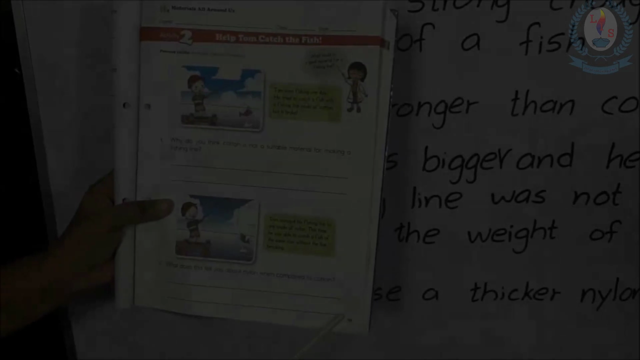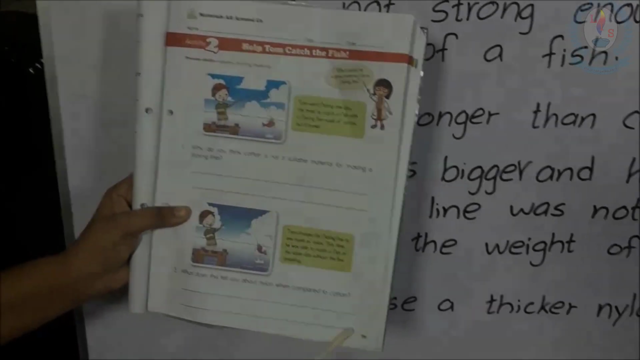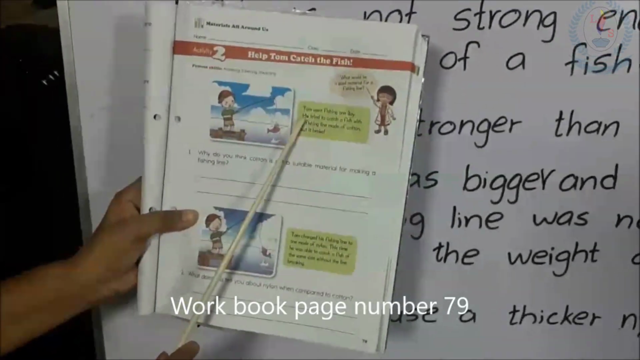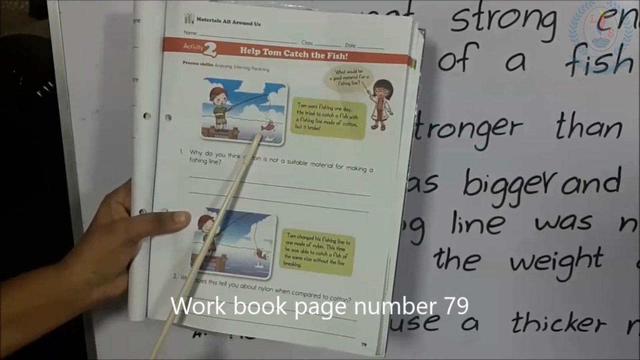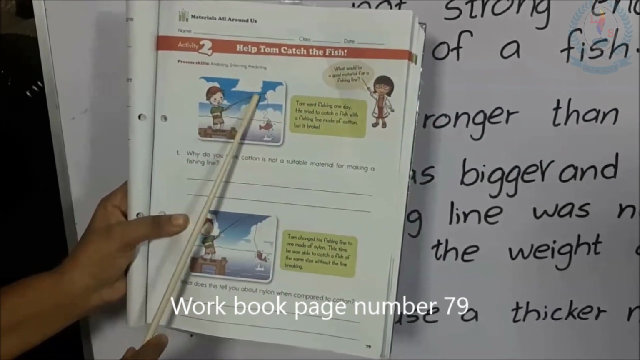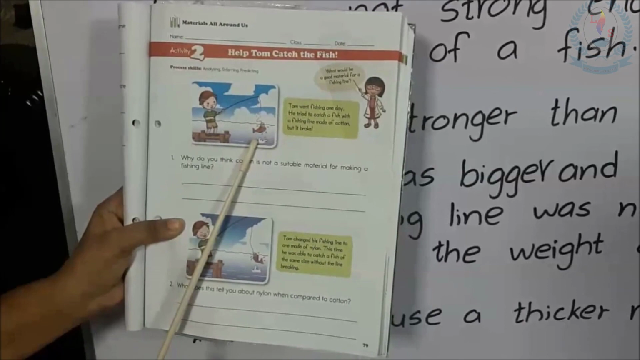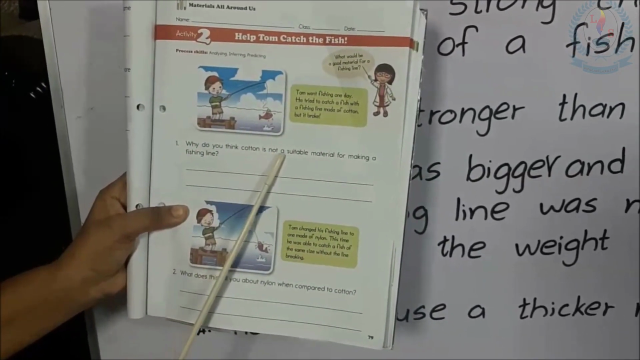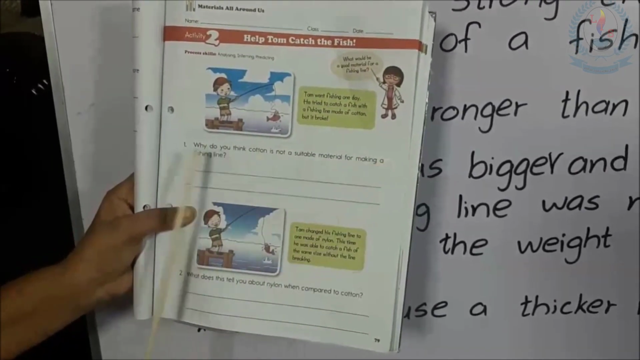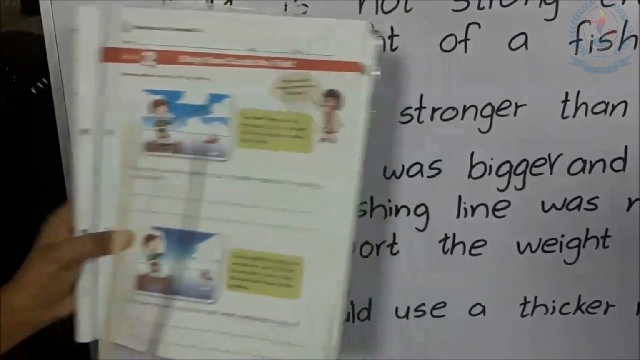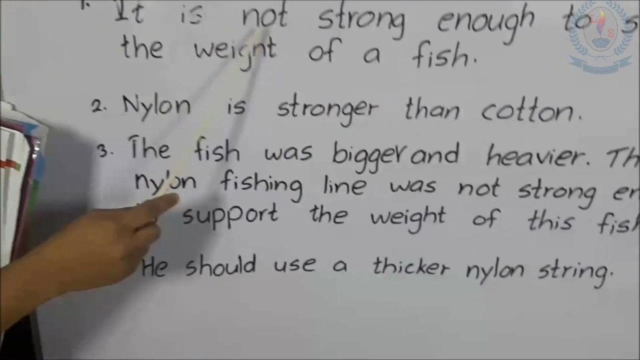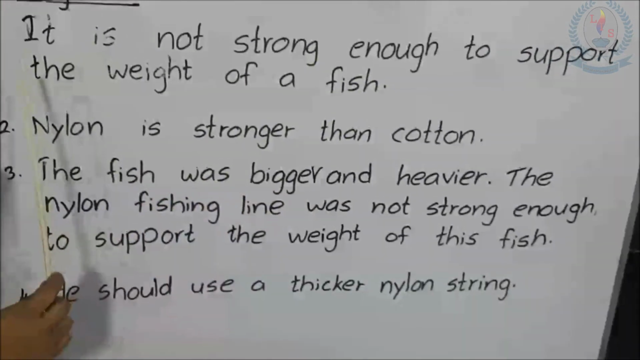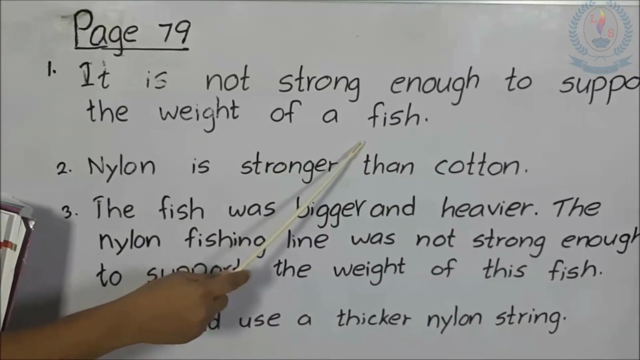Look at page number 79 in the workbook. Tom went fishing. One day, he tried to catch a fish with a fishing line made of cotton. But it broke. Why do you think cotton is not a suitable material for making a fishing line? This is the answer. It is not strong enough to support the weight of a fish.